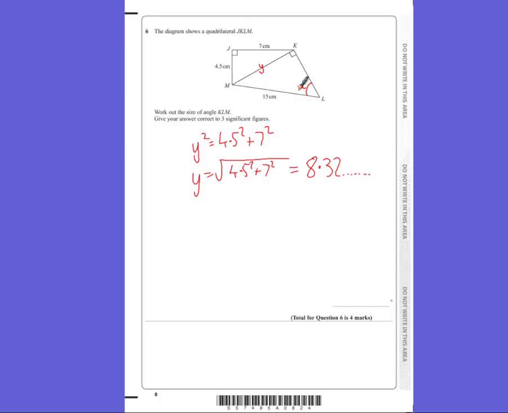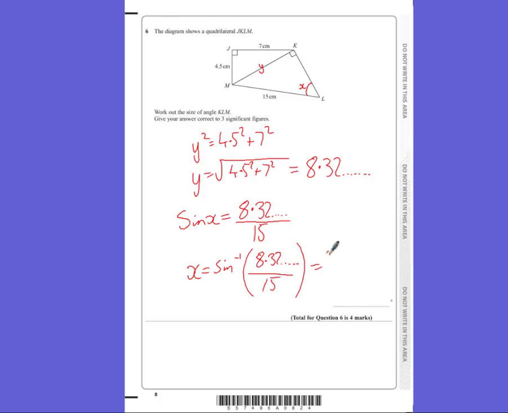So now we know what this is. We can say that sin x is equal to the opposite, which is this 8.32, which should still be in your calculator, so you don't need to write it out again, divided by the hypotenuse, which is 15. So we're using sin because we've got the opposite and the hypotenuse. So to work out x, you would do sin to the minus 1 of 8.32 over 15, and that will give you 33.69 degrees. And again, to three significant figures, that would be 33.7 degrees. Really important you leave this number in your calculator so you get an accurate answer.